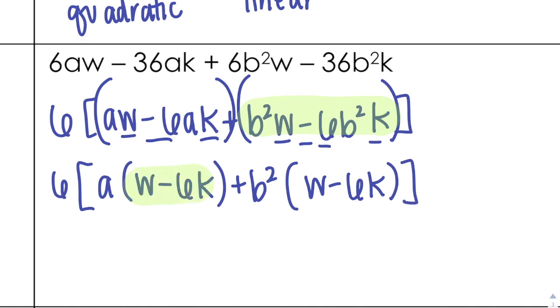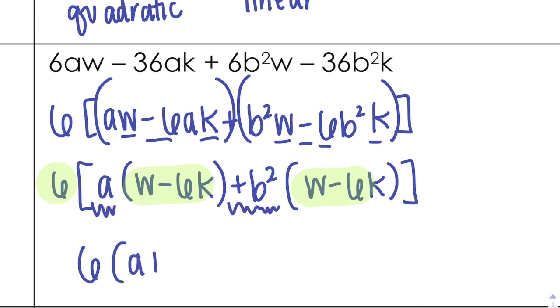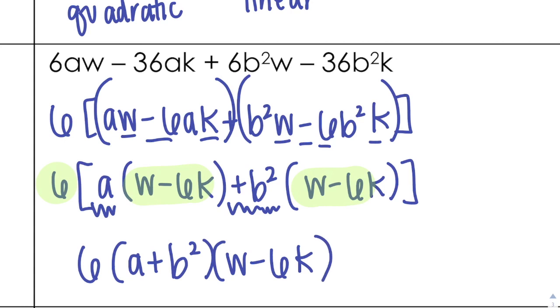So I have the same thing here and here, which is good. So that's one of my factors. But I can't forget about the 6 I pulled out first. That's my first factor. So 6A plus B squared times W minus 6K. And then that's it. There's nothing else that I could do. If I were going to check it, I would distribute everything out and then distribute the 6 out at the end, and you will get this up here if you distribute it all the way out. That's it.